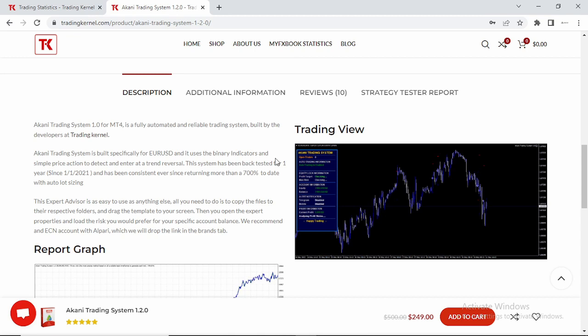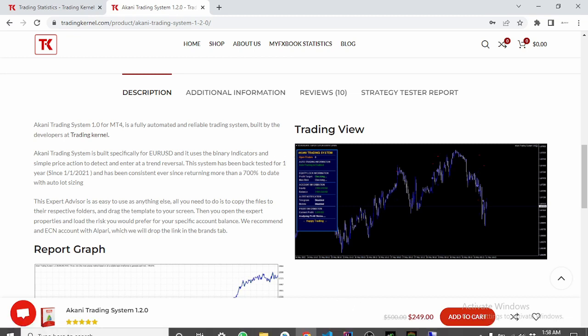But this product comes with two files. The first one is the expert and the second is the template. So all you need to do is to load the template to your screen. I'm going to be showing you this in a moment. So let's quickly go over to our terminal here.